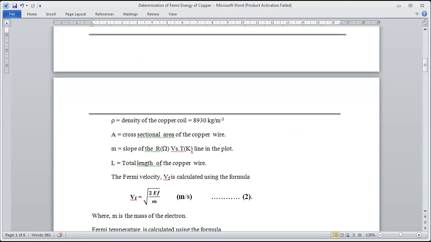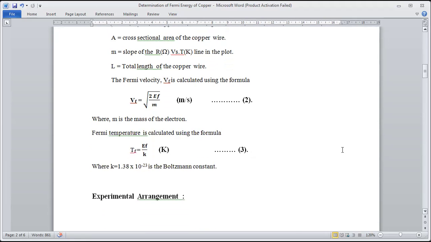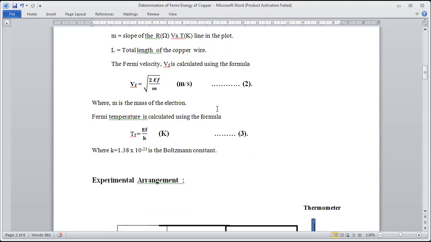And the slope also depends upon the type of wire used. And capital L is the total length of the copper wire present in the coil. And what are the other parameters we can calculate here? The Fermi velocity Vf is calculated in this way: Vf is equal to the square root of 2 Ef upon m, where Ef is the Fermi energy and m is the mass.